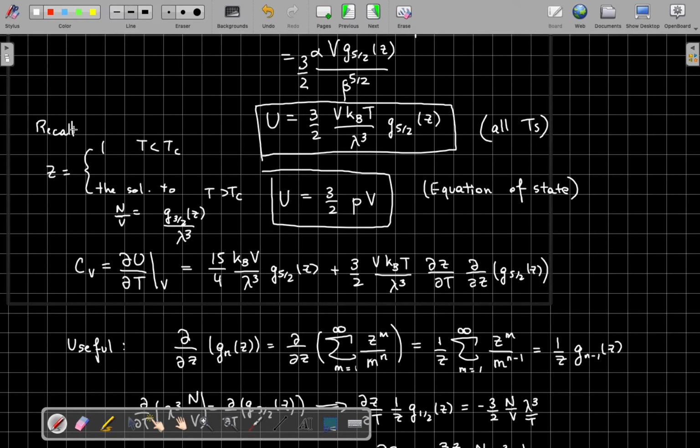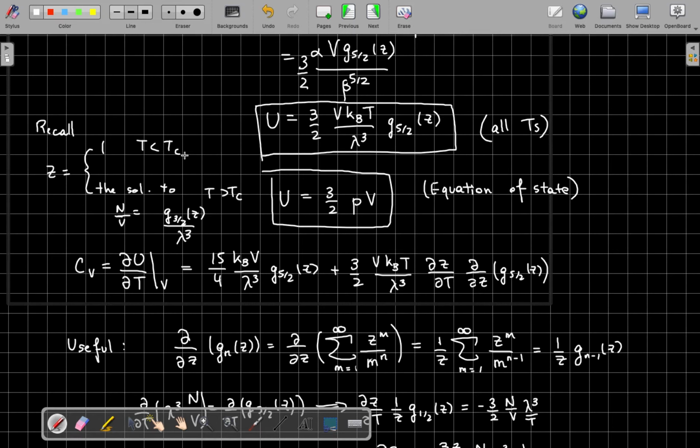Why is this? Well, it's because, above the critical temperature, we know that this holds exactly in the thermodynamic limit. So the solution is obviously going to give us Z. Instead, if we're below the critical temperature, any particles we add are going to go directly to the ground state. So the chemical potential has to be equal to 0. And if the chemical potential is equal to 0, then Z is equal to 1.